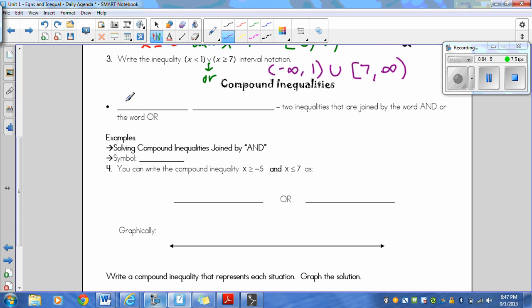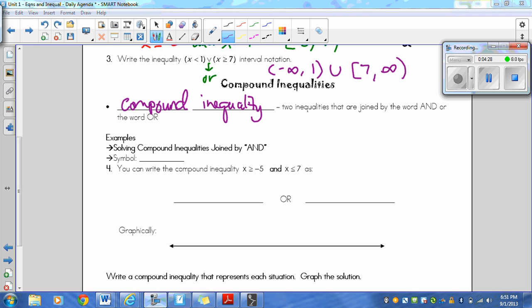A compound inequality is two inequalities that are joined by the word and or the word or. Here's the first example when they're joined by the word and. When they're joined by the word and, you're going to see an upside down U, or it could look like an upside down Z.